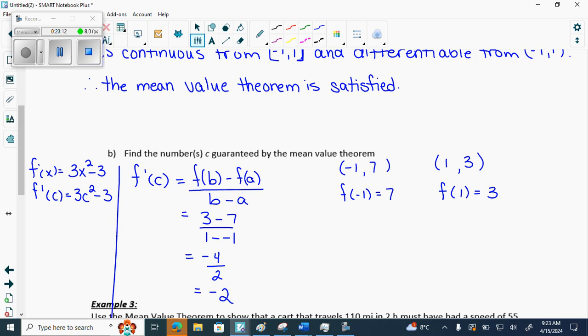So we're going to put that on the left. 3c squared minus 3. Okay, guys, literally, I just found f prime and put a c in it. That's all I did. And then I filled it into f prime of c, because that is what it is.